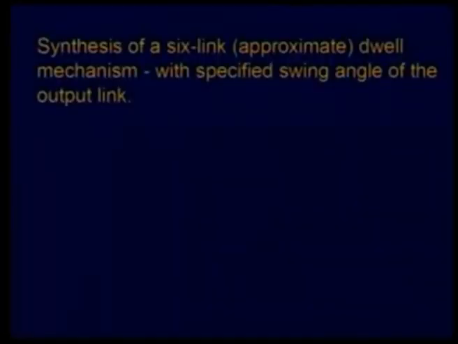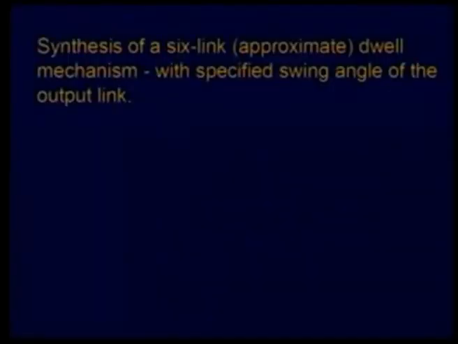So, we would like to synthesize a 6-link approximate dwell mechanism with a specified swing angle of the output link. That means, between the extreme positions, the output link should swing through a specified amount, and during continuous rotation of the input link, the output link should dwell, or not move, during some portion of the cycle. Let me explain the principle of this design with the help of the following figure.